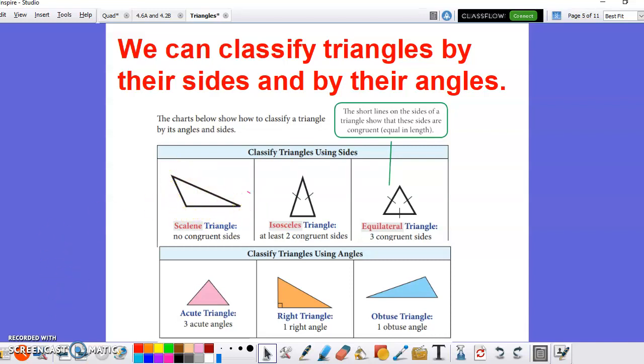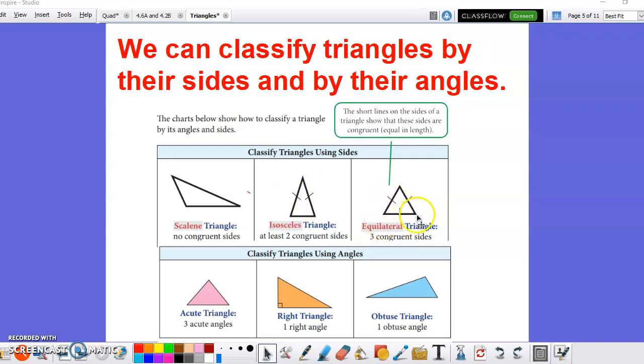So this triangle here would be classified as an obtuse scalene triangle because this angle is obtuse, and these two angles here would have to be acute, or they would not be the same. When I look here, I have an isosceles triangle. Well, these two sides are the same. This side is different. It has two congruent sides. And then this one would be an equilateral triangle.